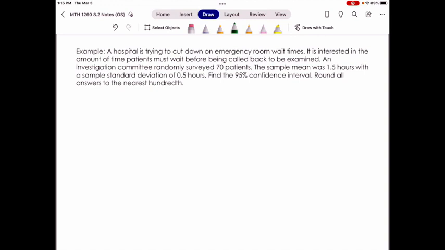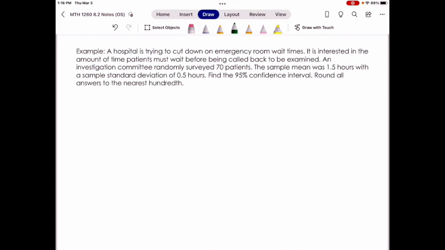So the first example says, a hospital is trying to cut down on emergency room wait times. It is interested in the amount of time patients must wait before being called back to be examined. An investigation committee randomly surveyed 70 patients. The sample mean was 1.5 hours with a sample standard deviation of 0.5 hours, and we're going to find the 95% confidence interval, and we're going to round all answers to the nearest hundredth.